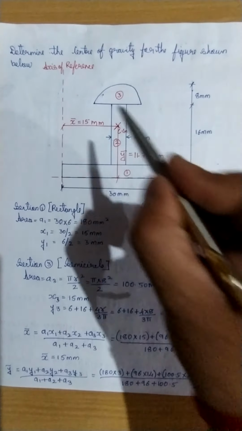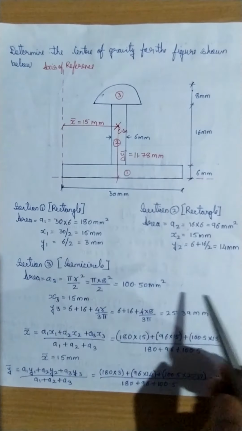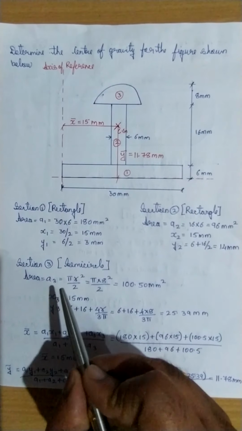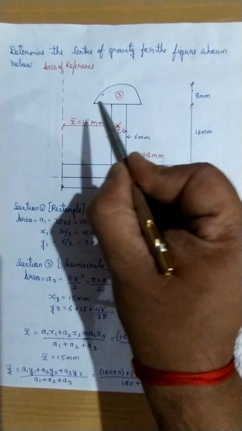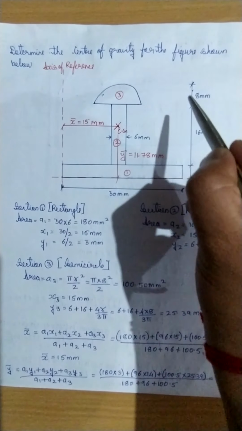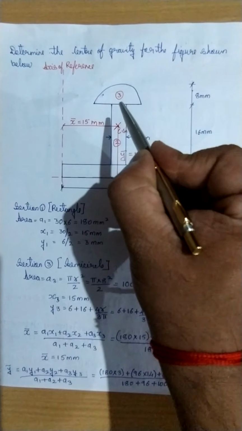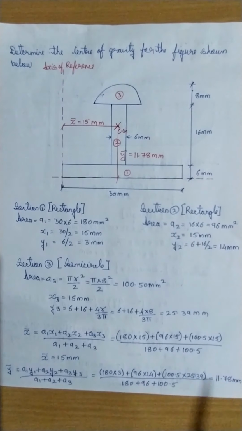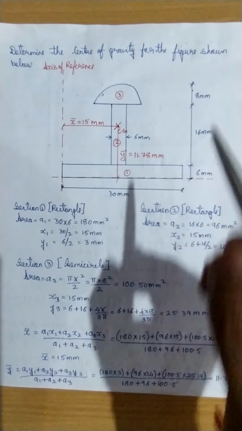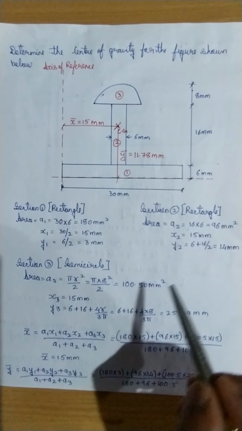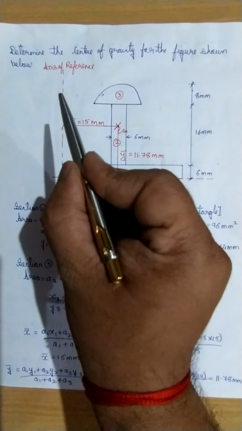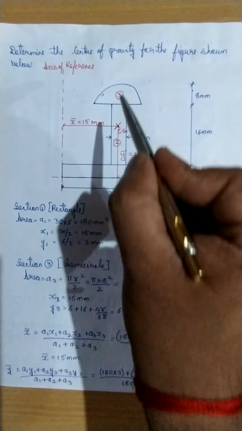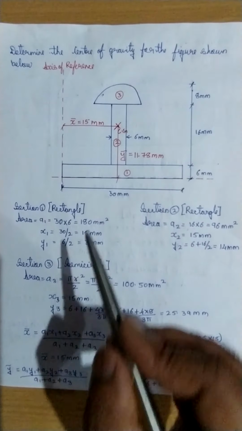Now next comes the semicircular section. The area of a semicircular section is given by pi r square by 2. As you can see, it is given clearly as 8 mm from this center till here, which is nothing but the radius. Substituting r as 8, pi into 8 square divided by 2, you will get the area. Again X3 is the distance from the left of the section. It is lying at the center only, so it will be 15 mm.